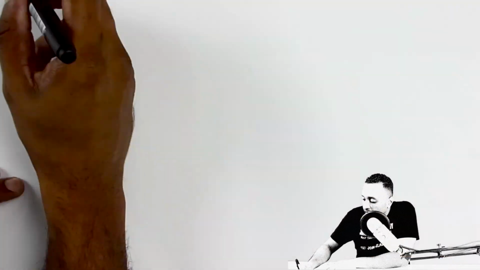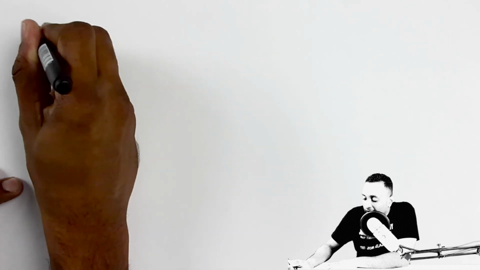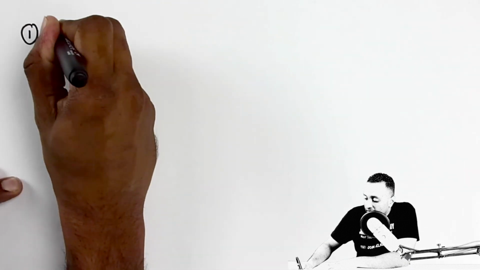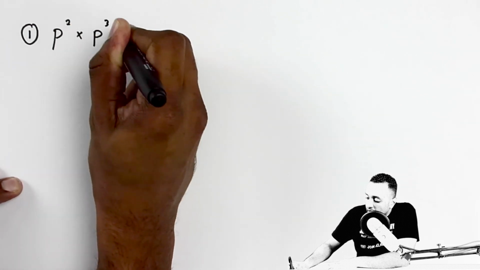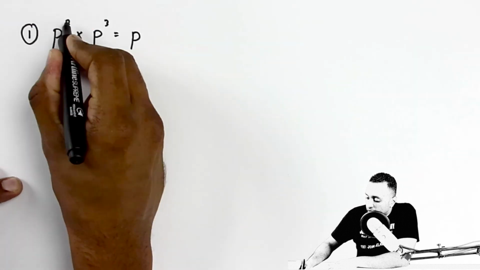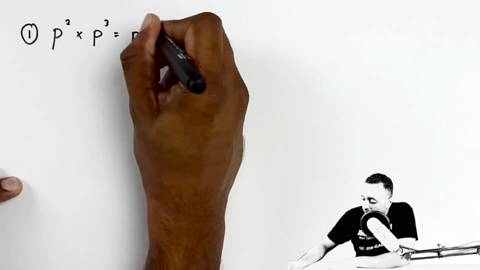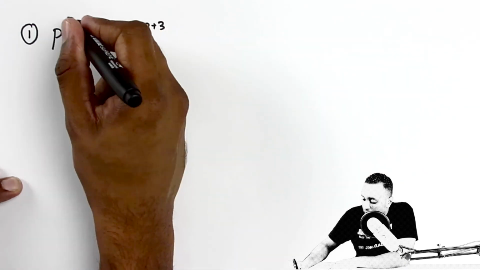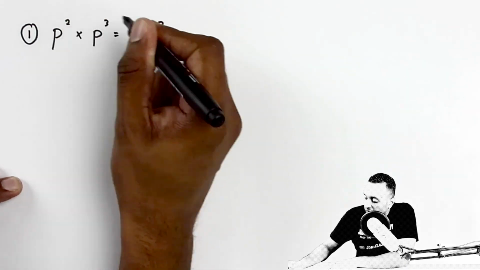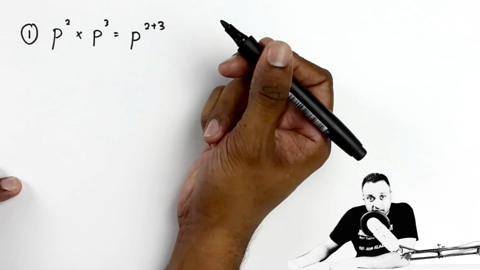So starting from here, the law number 1 that you need to know in index is like this. Let's say if I have p power 2 and then I times with p power 3, then I should get p power 2 plus 3, because this is times. That's how I do it, alright? So p power 2 times p power 3 is p power 2 plus 3. That's the first thing we need to know.